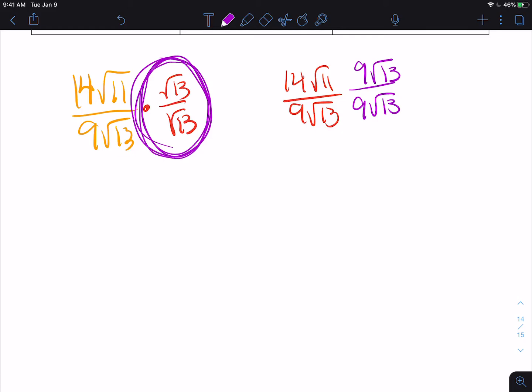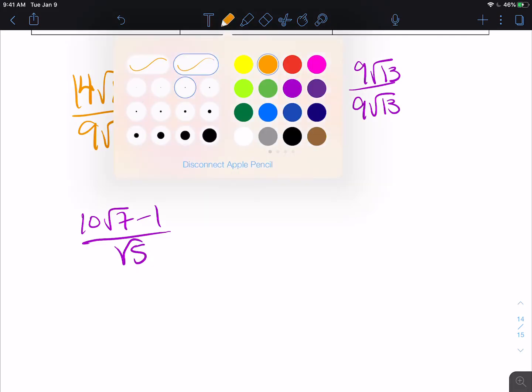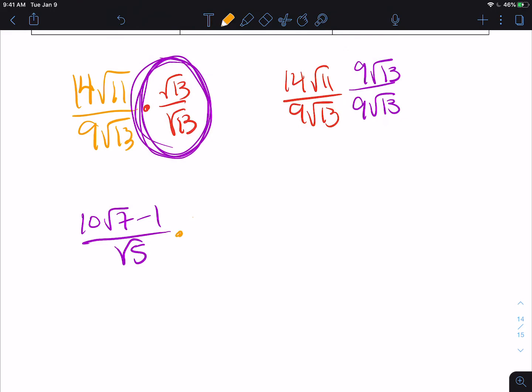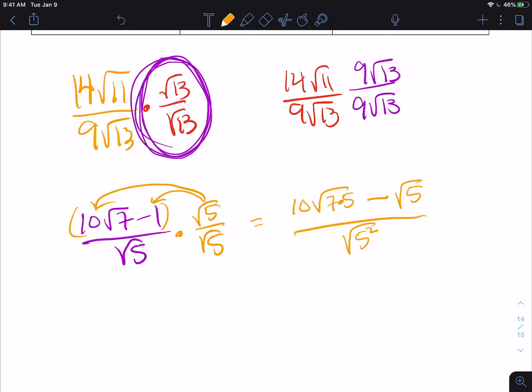Okay. Now we can also get a little bit more complicated with our expressions, and I can do something like 10 root 7 minus 1 over the square root of 5. Well, it's the same pattern and the same kind of idea, it just is a little bit more complicated. So I'm going to times by root 5 on top and bottom. On the top, notice we have two things that I have to multiply. I have to times the 10 root 7 and I have to times the negative 1. So on top we get 10 root 7 times 5, and I'm just going to leave it 7 times 5, and then negative 1 times root 5 is just negative root 5 all over root 5 squared.